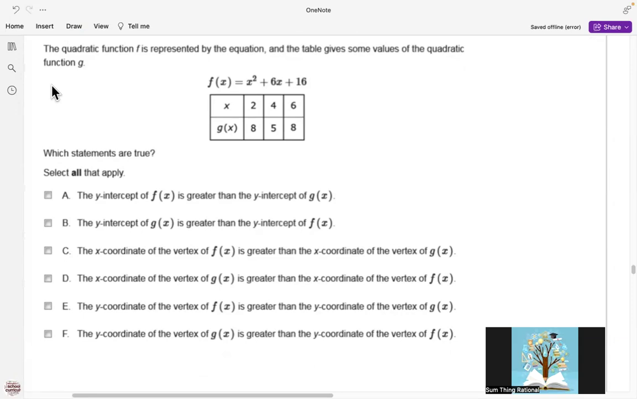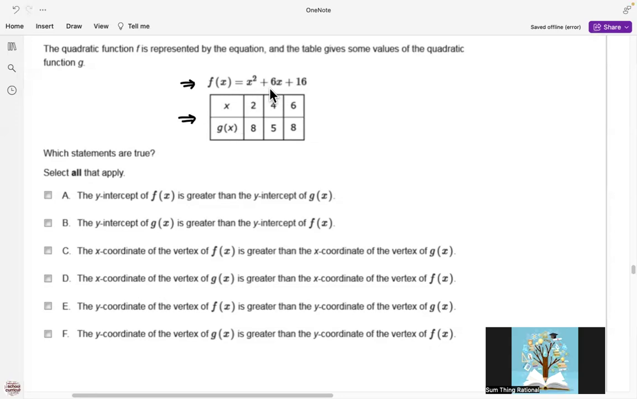So you can pause the video and check the question first. Yeah, let's get started. We have two functions here, which are given in the table. One of them is the equation f of x is equal to x squared plus 6x plus 16. Another is a quadratic function, which is mentioned in the table here.